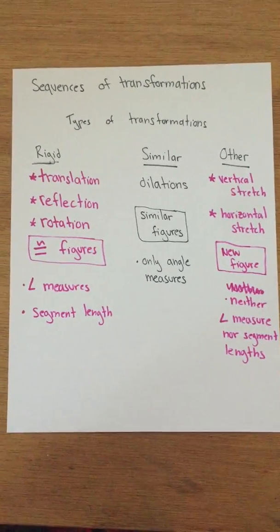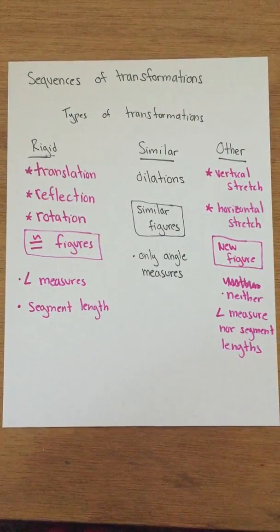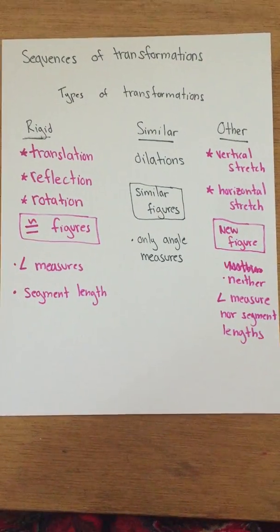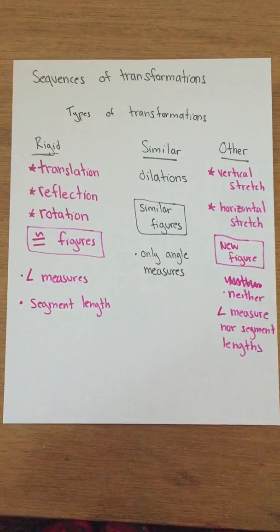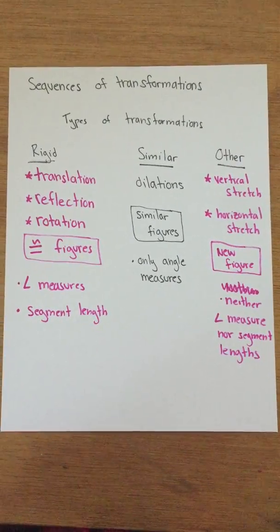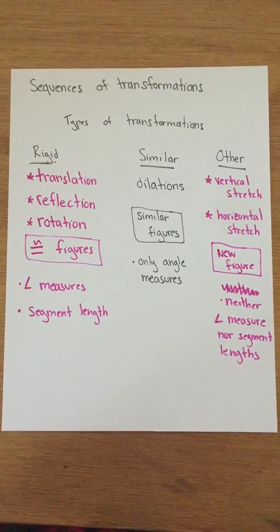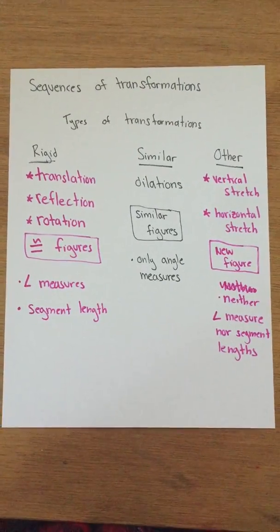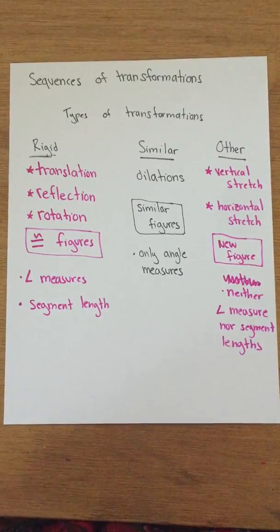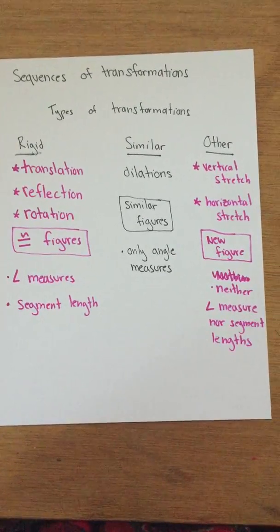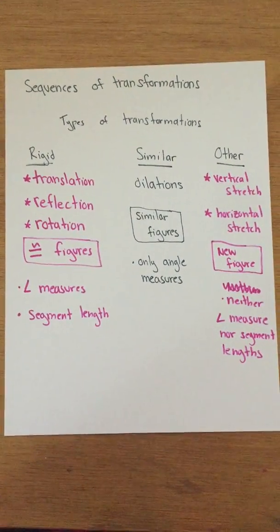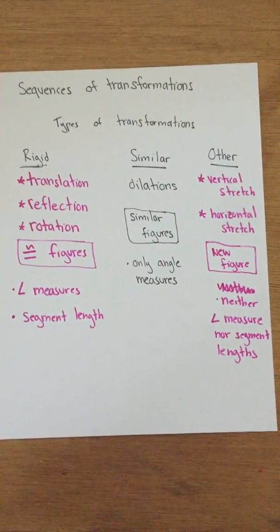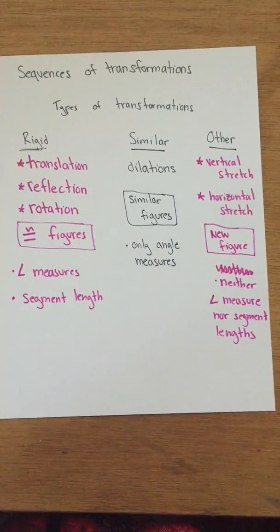All right, so for sequences of transformations, we're really talking about just three transformations. Rigid transformations, similar, and other types of transformations, okay? Rigid are the ones that we've been talking about most recently, translations, reflections, rotations, and those particular transformations result in congruent figures. So that means the figure looks the same before as after the transformation. That also means that after those transformations, you have the same angle measures and the same segment lengths before and after the transformation, okay?